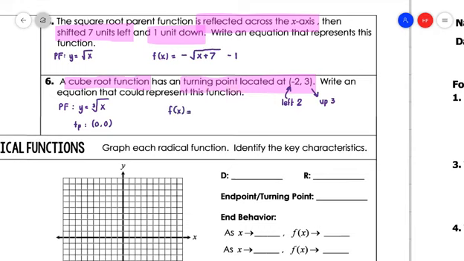we don't have a reflection, so there's not going to be a negative in the front. We don't have a stretch or shrink that was mentioned, so we're not going to have an a value in the front. So it is a cube root function that was shifted left 2 and up 3.